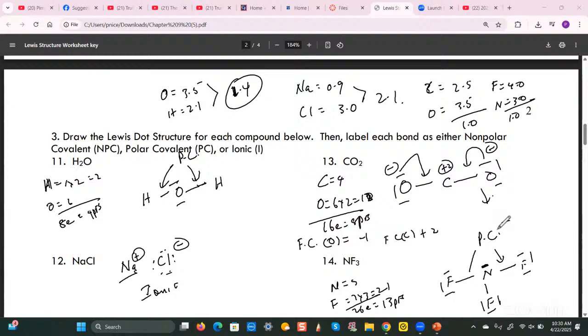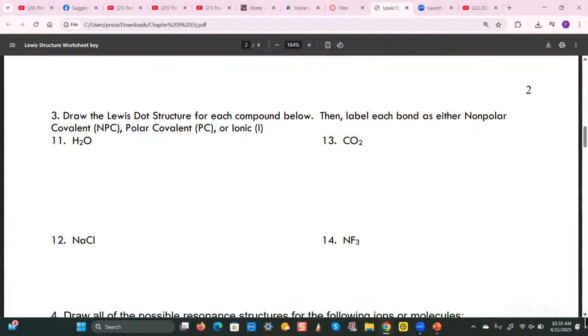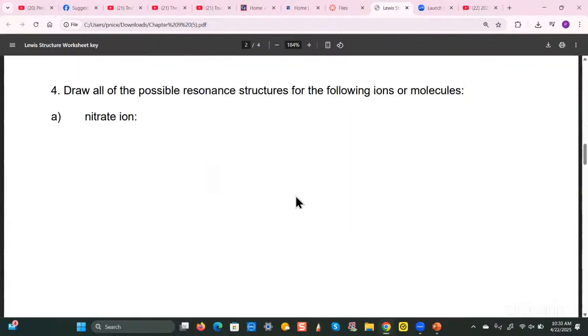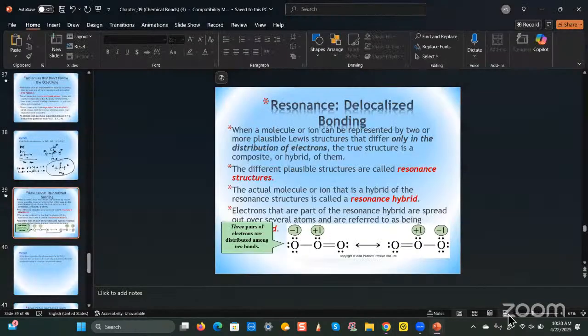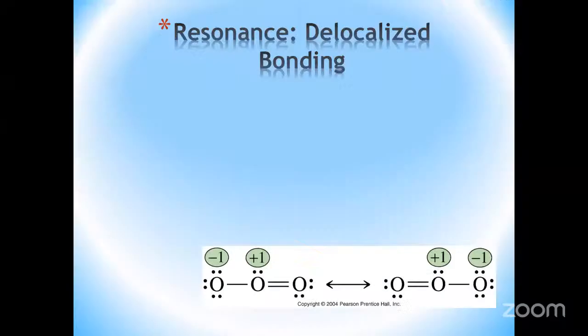Okay, let me clear all of this. Let's see if we can do the next question. Oh, we can do that. Okay, so let me go back to the PowerPoint and see if I can at least touch this topic of resonance. And let me just say that resonance is a very important topic, especially for those of you who plan to do organic chemistry.